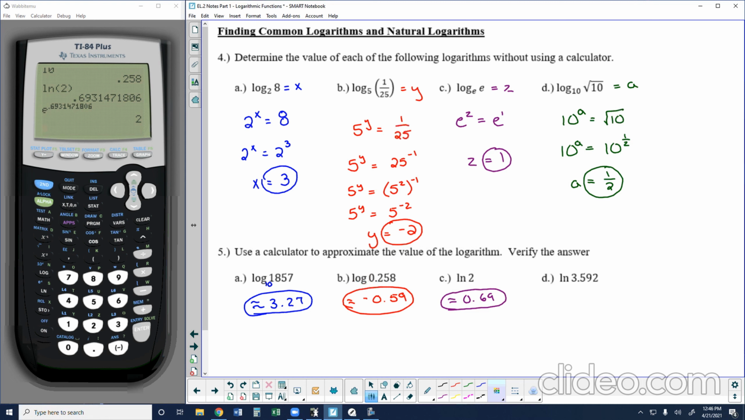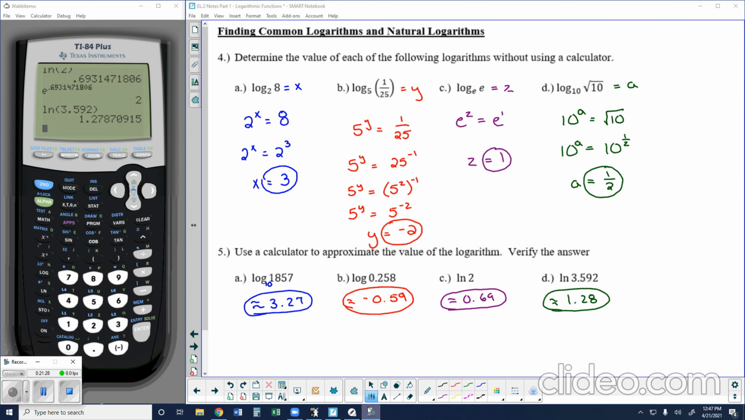Same thing can be done in problem D, so go ahead and pause the video and see if you can find the answer for problem D. Hopefully you found an answer for problem D, and that answer would be approximately 1.28. So what we can see here is that logarithms and exponential functions are related to one another, being the inverses of each other. This looks like a good place to stop for today.